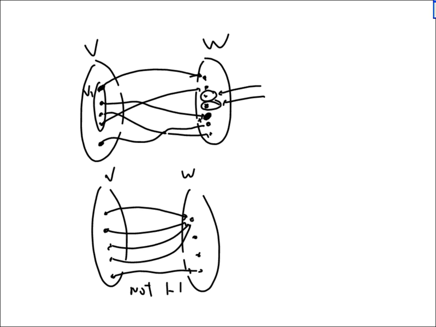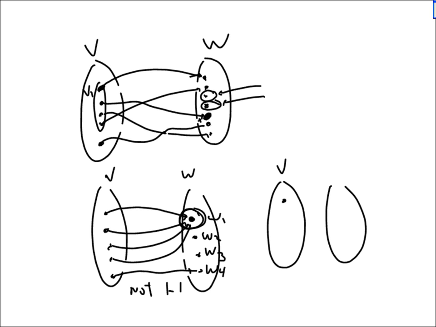There is more than one element in V that went to this element in W. Call it W1. There's more than one element in V that went to W1. You can't have that. To be one-to-one, it means each element in V goes to different elements in W. But W might have elements that nothing goes to. This is one-to-one.